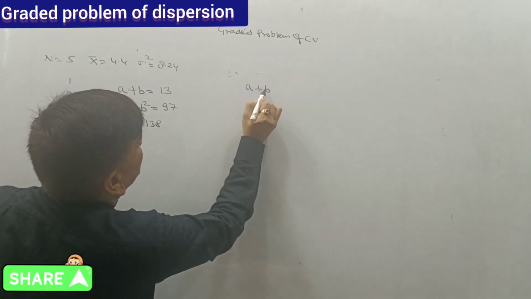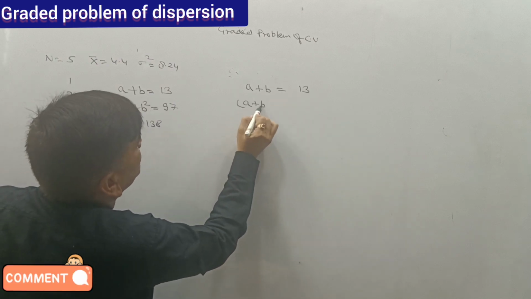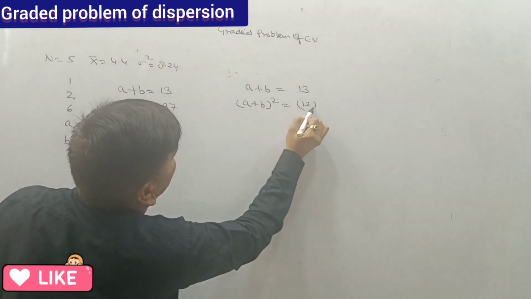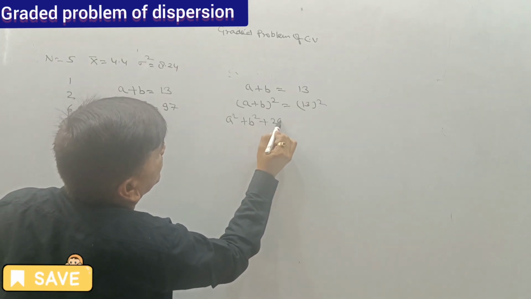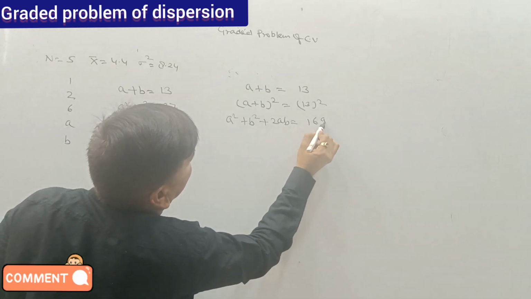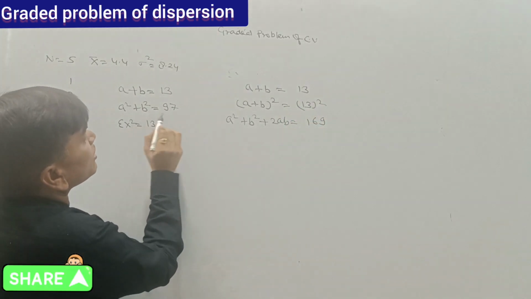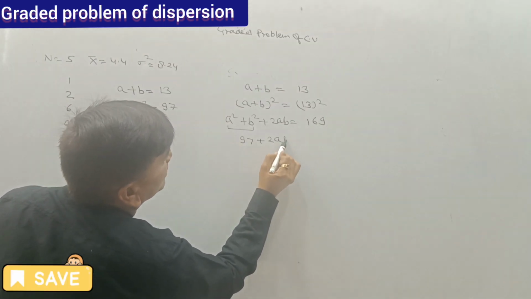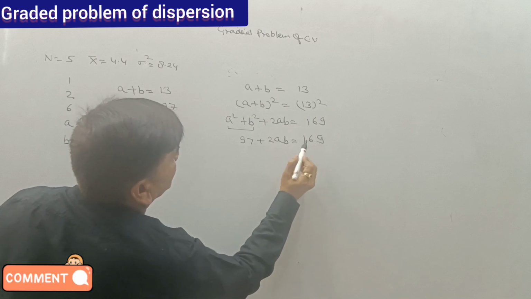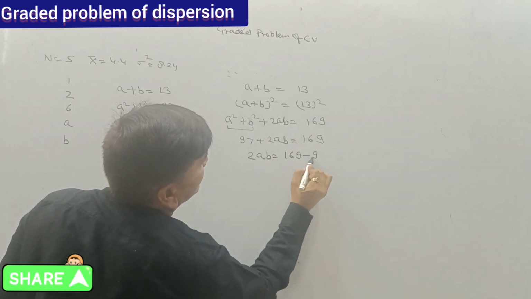Here a plus b is equal to 13. (a plus b) square is equal to 13 square. So a square plus b square plus 2ab is equal to 169, since the square of 13 is 169. The value of a square plus b square is 97, so 97 plus 2ab is equal to 169. So 2ab is equal to 169 minus 97.